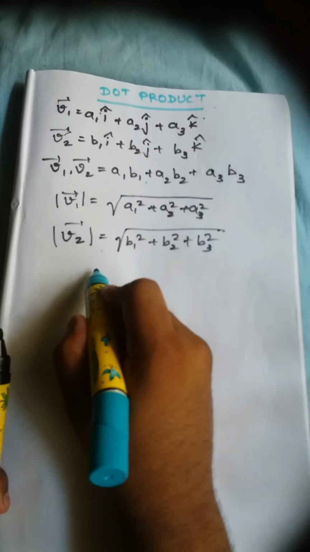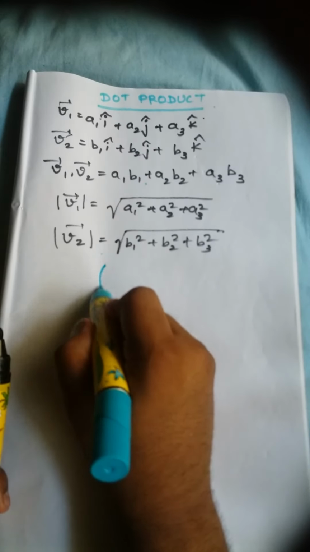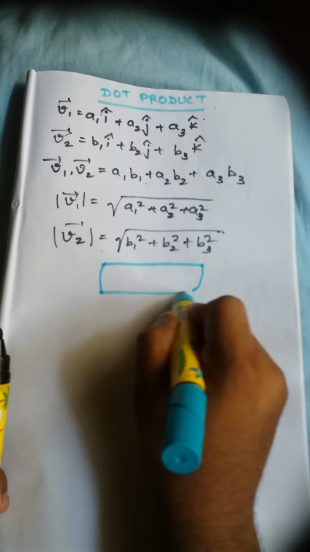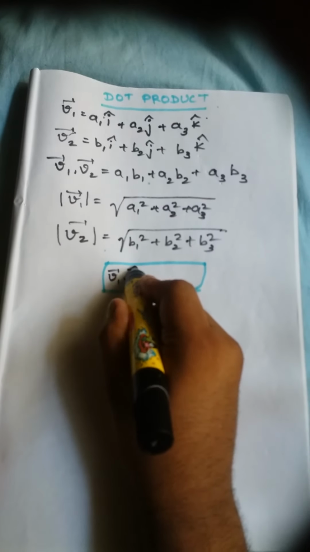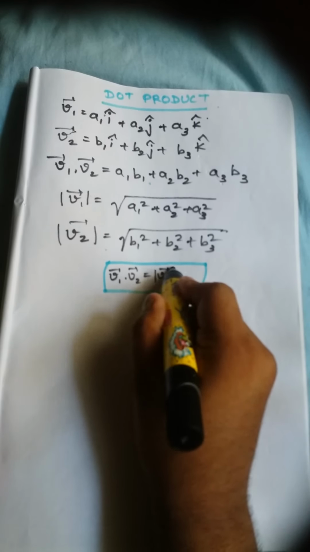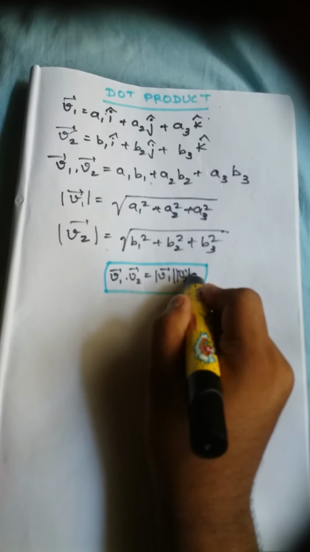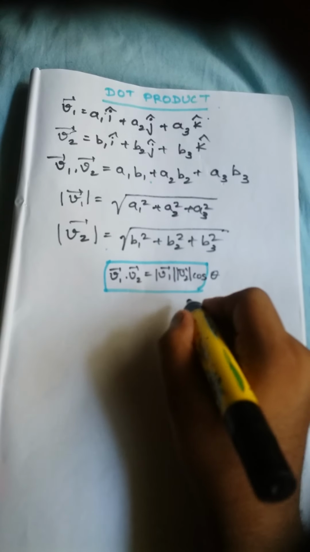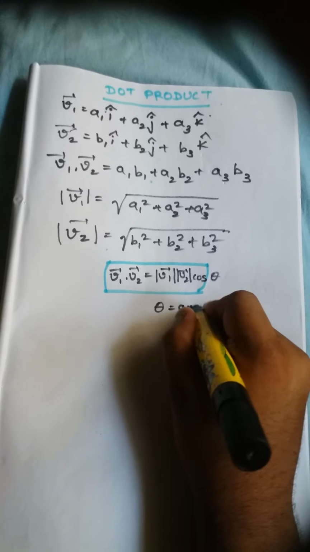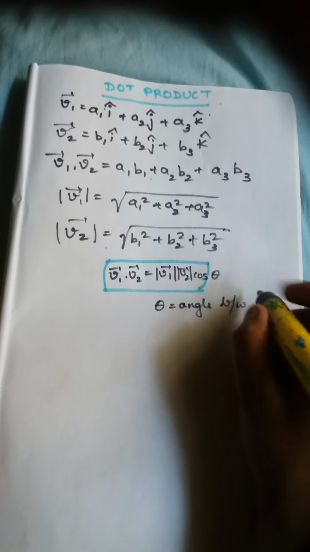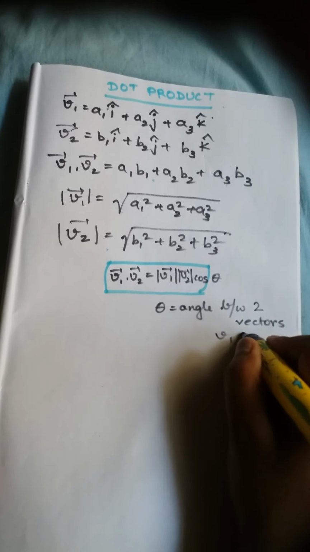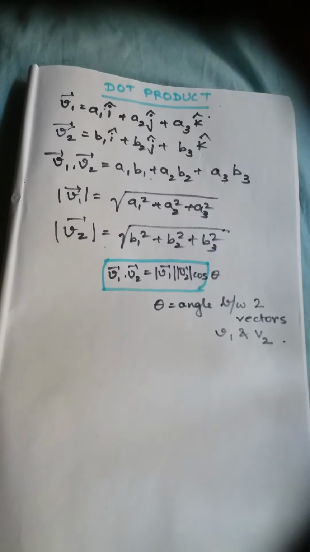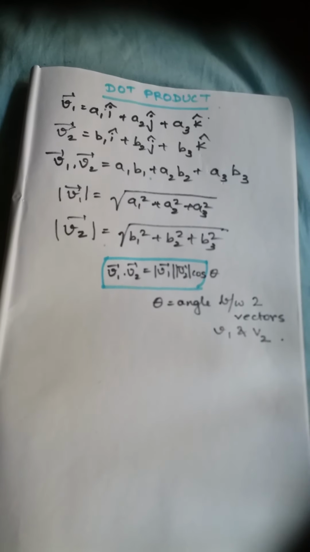Now we have one thing to mention that is very important in order to find the angle between two vectors, that I am writing in the box: v1 dot v2 equal to mod v1 times mod v2 into cos theta, where theta is the angle between the two vectors v1 and v2. Okay, so I hope that is clear.